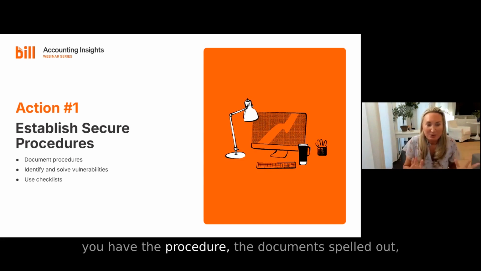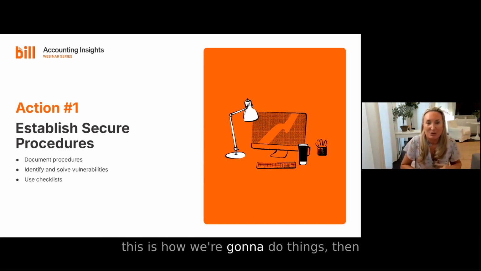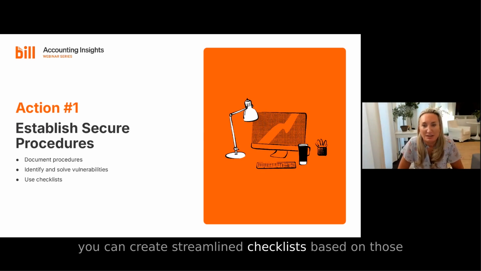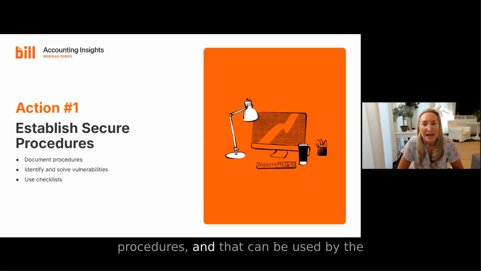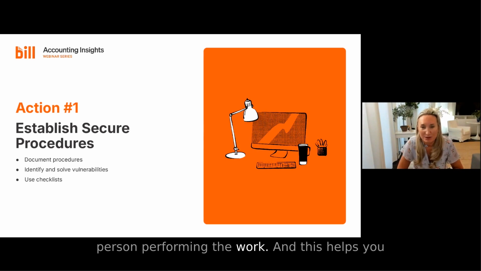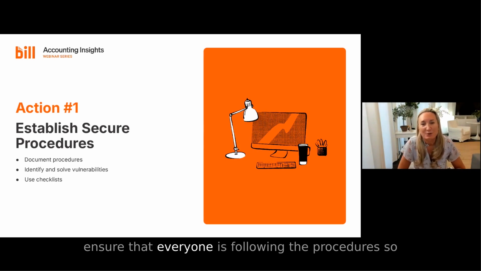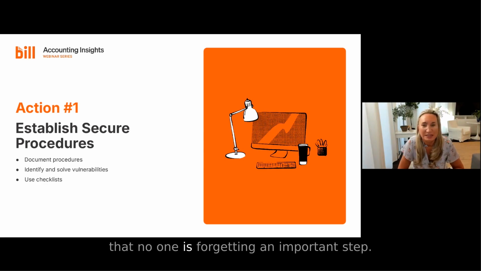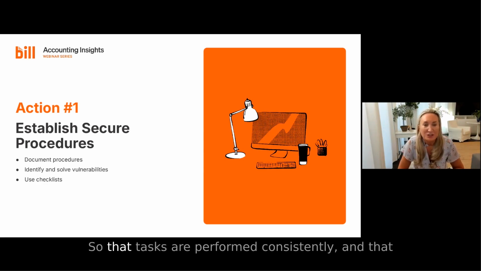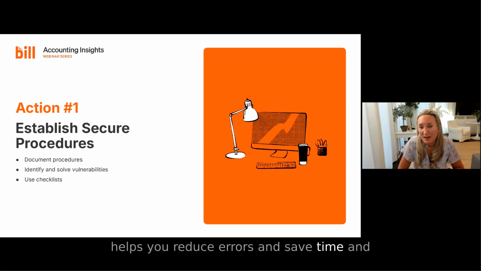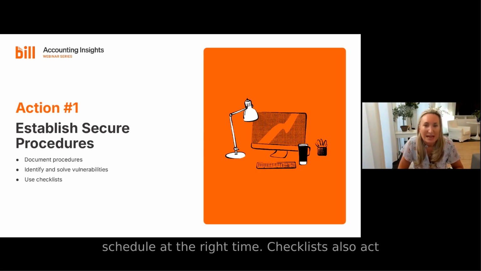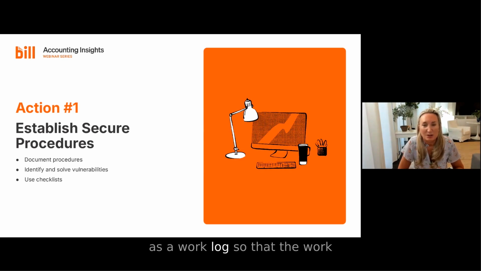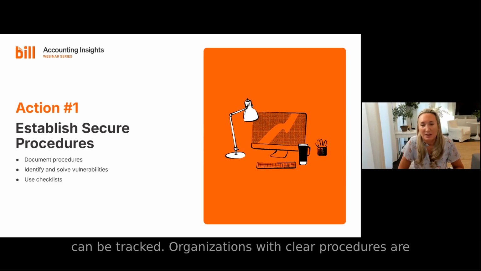Then once you have the procedure, the document spelled out, this is how we're going to do things, you can create streamlined checklists based on those procedures, and that can be used by the person performing the work. This helps you ensure that everyone is following the procedures so that no one is forgetting an important step, so that tasks are performed consistently. That helps you reduce errors and save time and avoid fraud, and to perform the tasks on schedule at the right time. Checklists also act as a work log so that the work can be tracked.